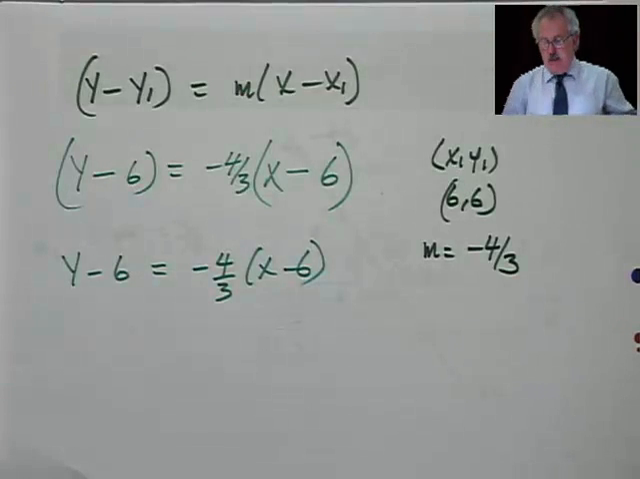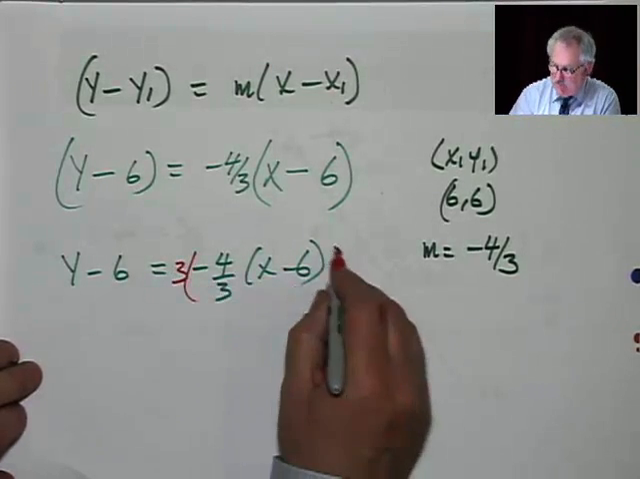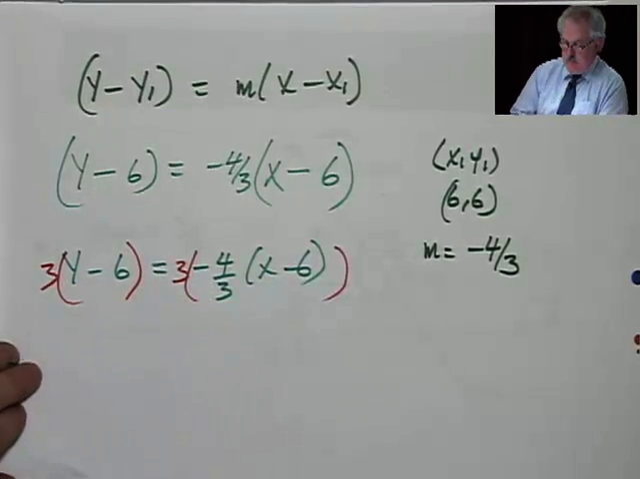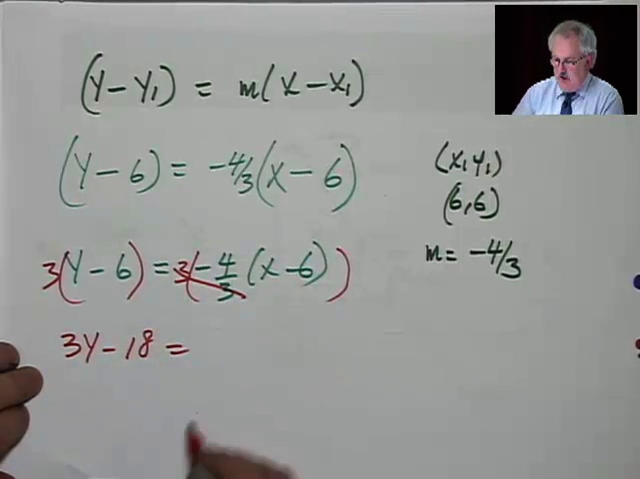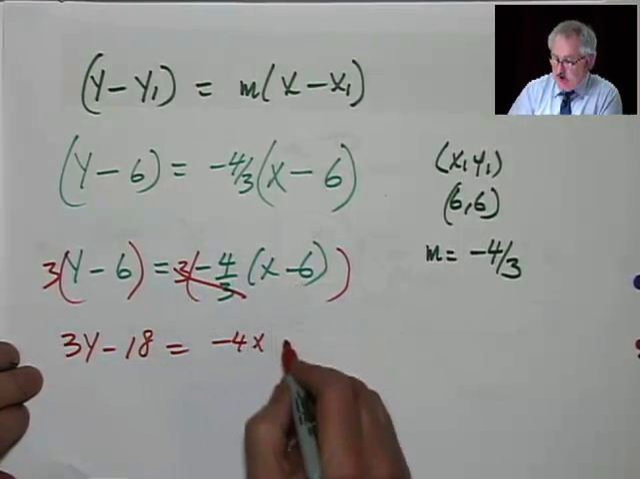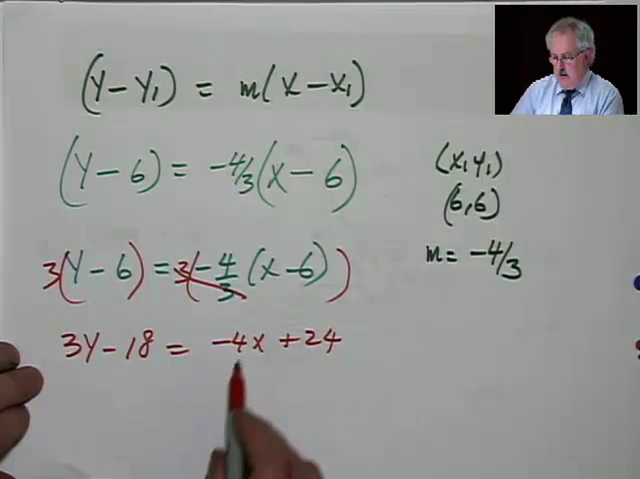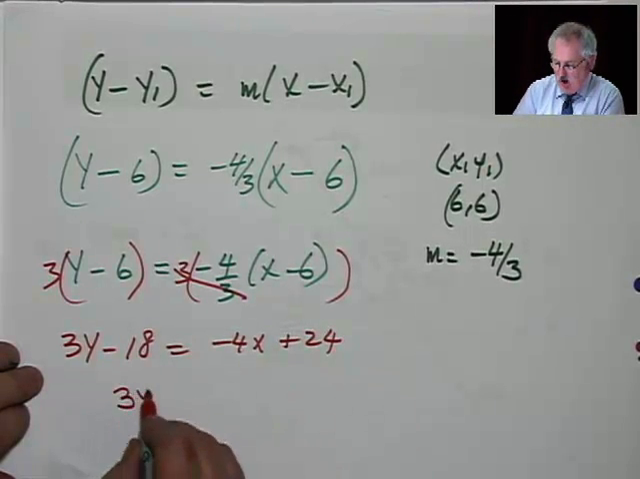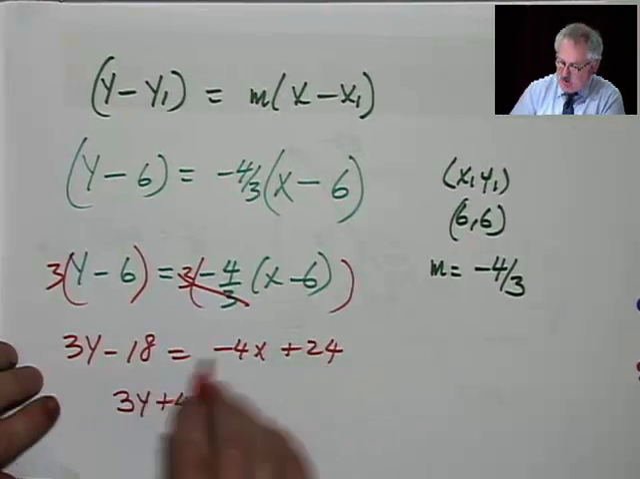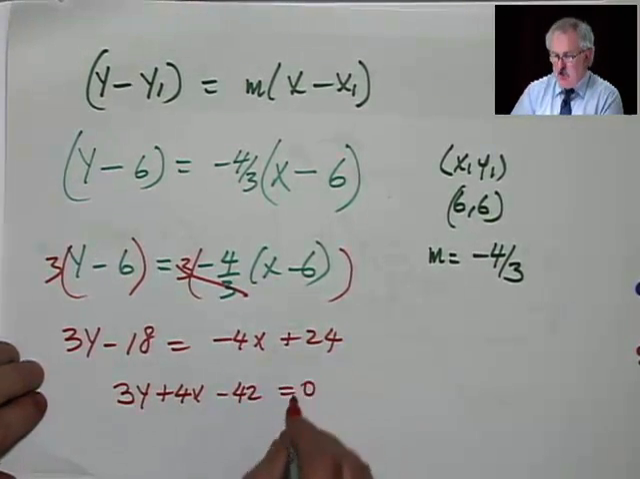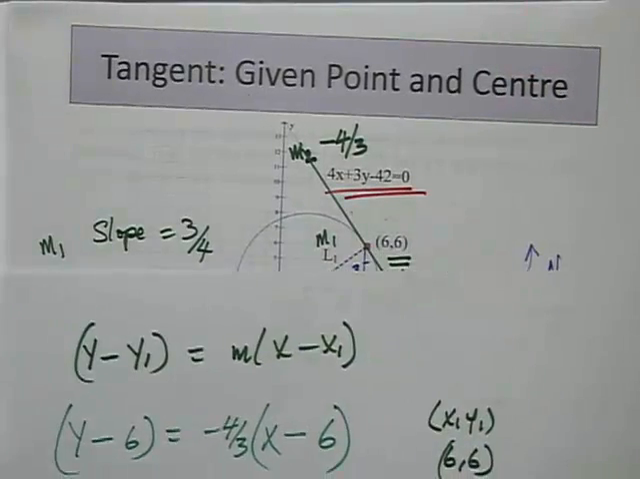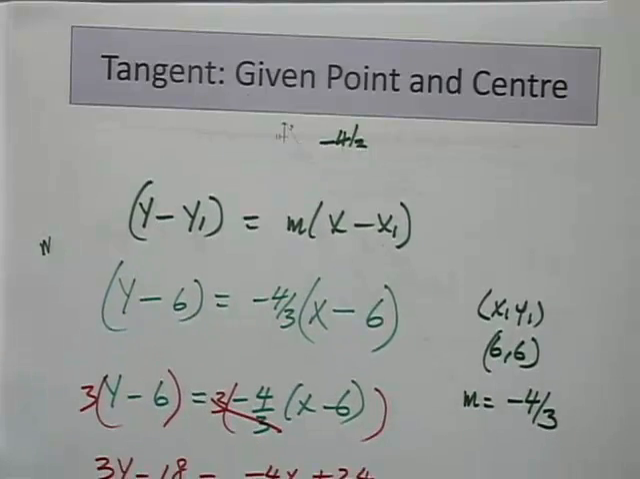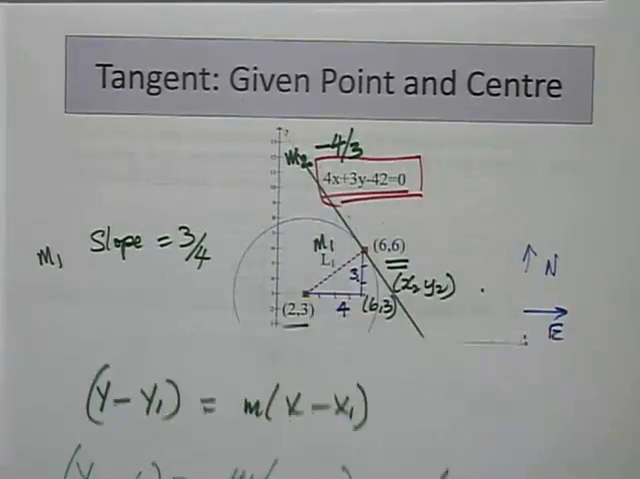Not particularly pretty. I'm going to multiply this side by 3, and this side by 3 as well. So 3y minus 18 equals, that gets rid of that, minus 4x, minus by minus, plus 24. Taking the x over, I get 3y plus 4x. Taking this over, minus 42 is 0. So 4x plus 3y minus 42 is naught. So that's the equation of the line, and I now have it.